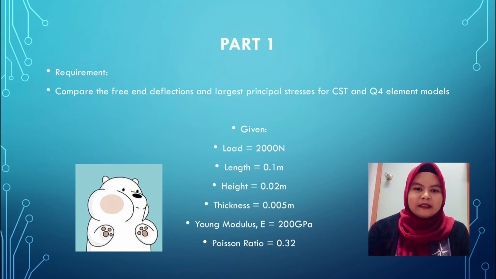For this part, the information given is the load, which is 2000 Newton, length 0.1 meter, height 0.02 meter, thickness 0.005 meter, and Young's modulus 200 gigapascal. However, for Poisson's ratio, I searched for the basic beam Poisson's ratio, which is 0.32.